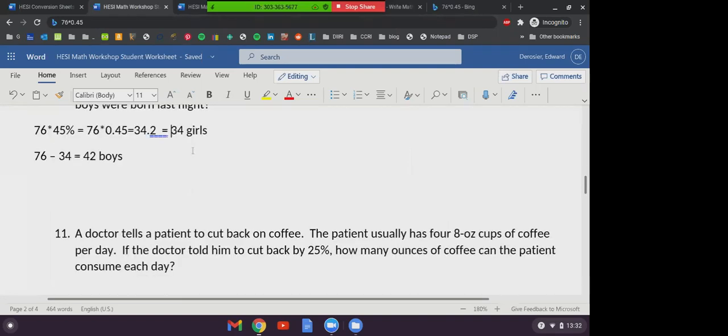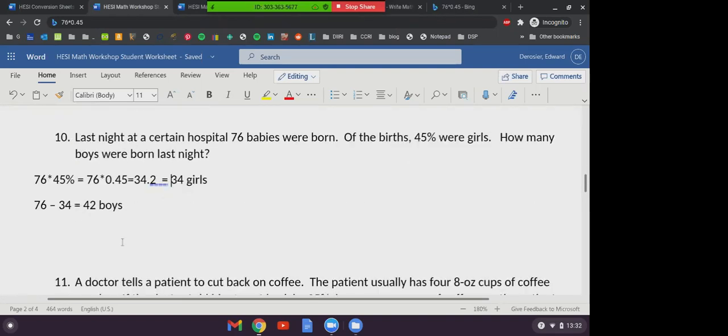By the way, the other way you could do that one is you could just multiply 76 times 55%, and that would also work. Because if 45% are girls, 55% are boys. So that's another way you could think about it as well.